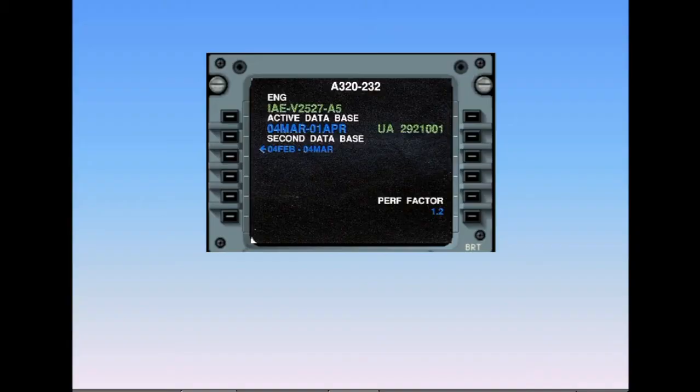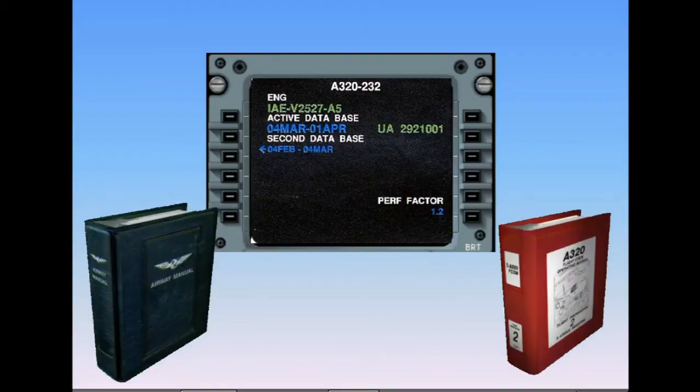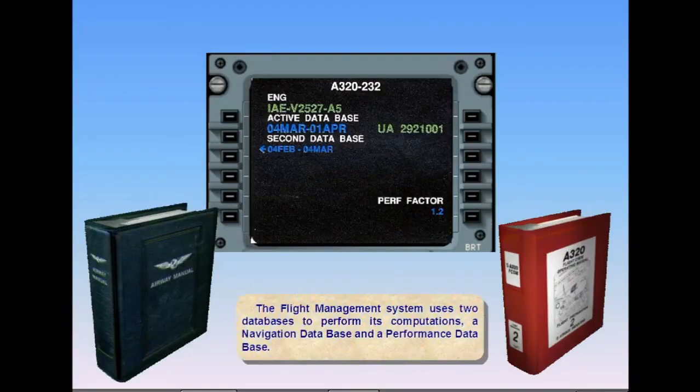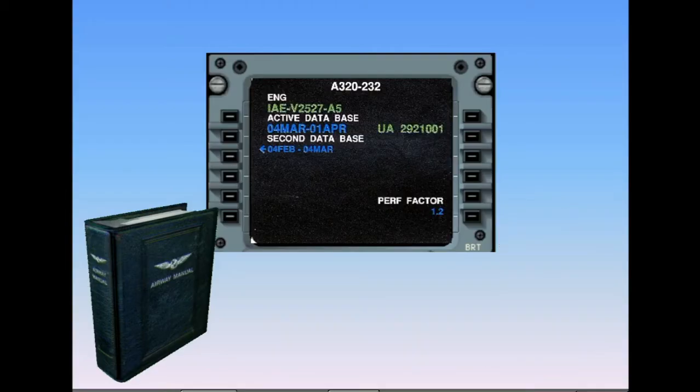The flight management system uses 2 databases to perform its computations, a navigation database and a performance database. The navigation database contains all the necessary information for the lateral flight plan, such as routes, airways, VORs, NDBs, waypoints, and airports.